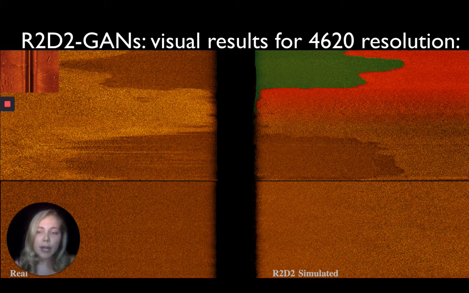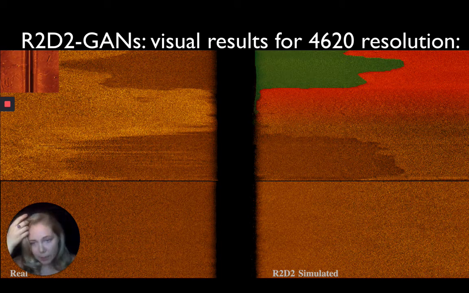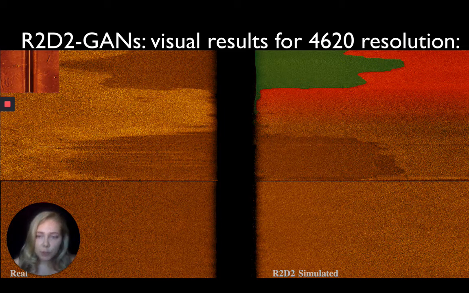This is for EdgeTech. That's the sonar that's 4,620 pixels across the track in resolution. You can see how good the images are. On the left-hand side, it's real, and on the right-hand side, it's fake. It's simulated by R2D2. This little snippet at the top left was generated by Markov conditional pix2pix, the previous state of the art.